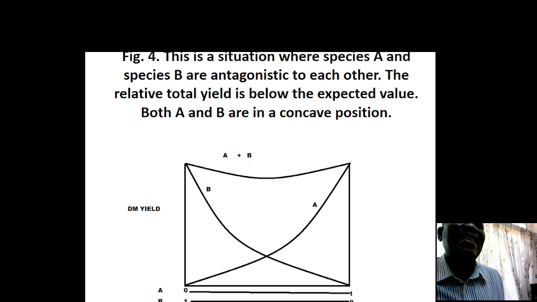Now, in this scenario, everything is concave. It means everything is being affected. We call this an antagonistic relationship. A and B are antagonistic to each other. They are equally affected in the system. So you may get a system where both the weeds and the crops are suffering.